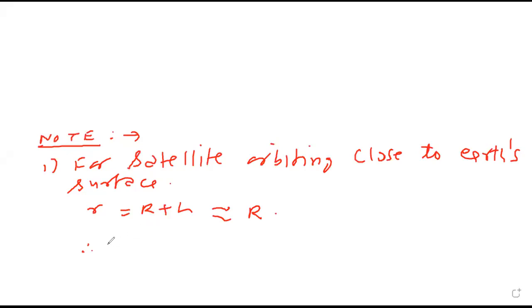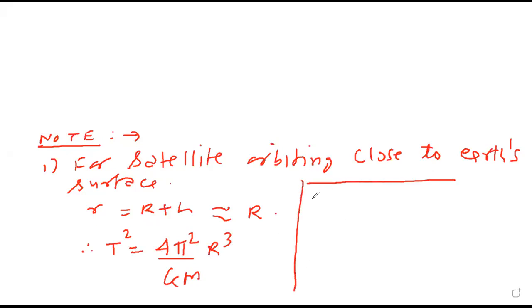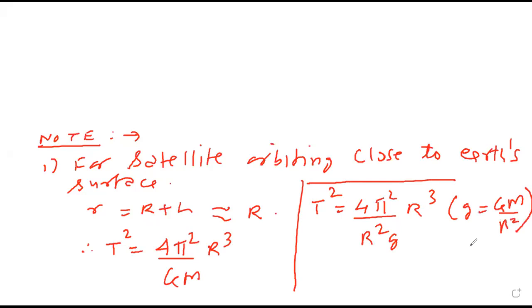Yes, sir. What is the formula for t square? 4 pi square upon GM into small r cubed. Can I write capital R, because it is orbiting close? Now in this GM, can I write R square g, because the formula for g is GM upon capital R square? Yes, sir. Now this R square and R cube may cancel. So the time period T is 2 pi, taking the square root of R by g.